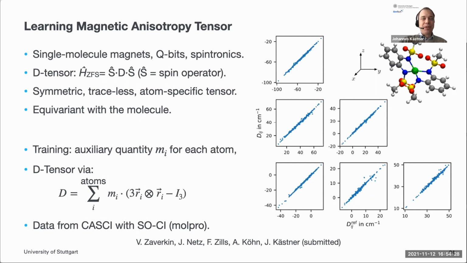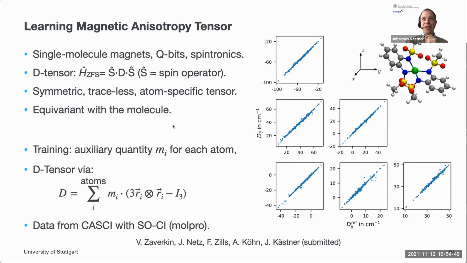It's equivariant with the molecule. So the whole tensor rotates and translates with the molecule. The translation is trivial, this is no problem, but the rotation with the molecule is tricky. We decided again for a physics-based approach rather than a data science approach. So we constructed a learning scheme where the result will be equivariant with the molecule, will be symmetric and traceless.